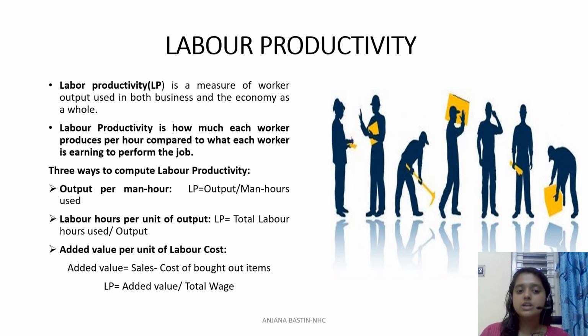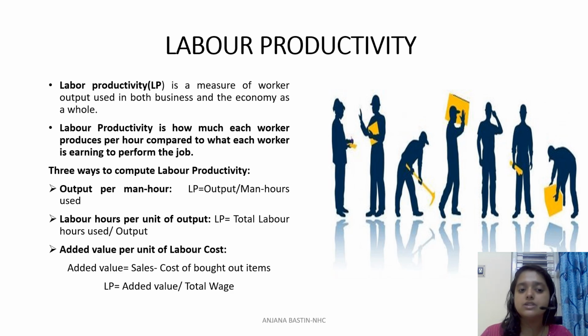Second one, labor hours per unit of output. So we take the total labor hours divided by the output, which means for one unit of output how much time did it take. The first one says in 1 hour how much output was produced, and the second one says to make one unit how many hours were spent.